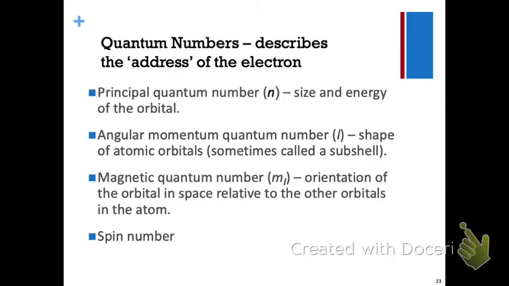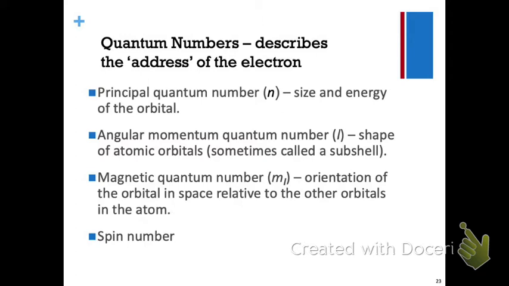So what quantum numbers do is they tell us the address of an individual electron. Just like our addresses are 4 parts, right? House number, street, city, zip code. It tells us all these 4 parts. The address of an electron is 4 parts also.